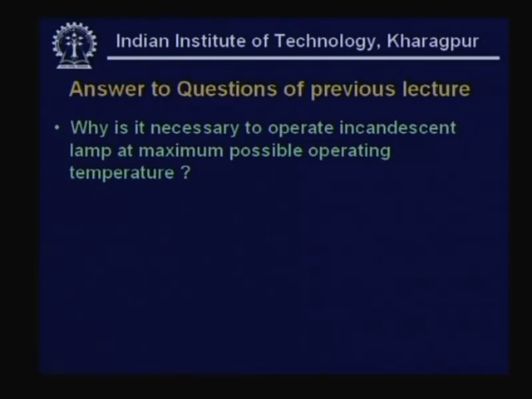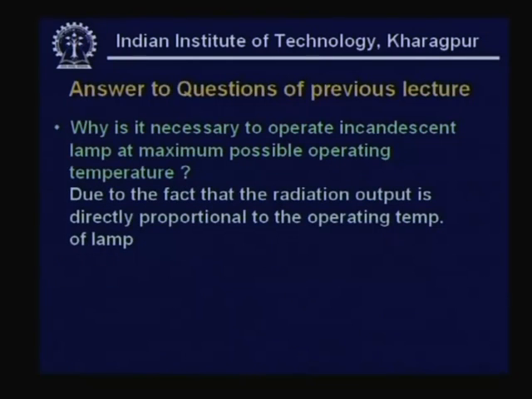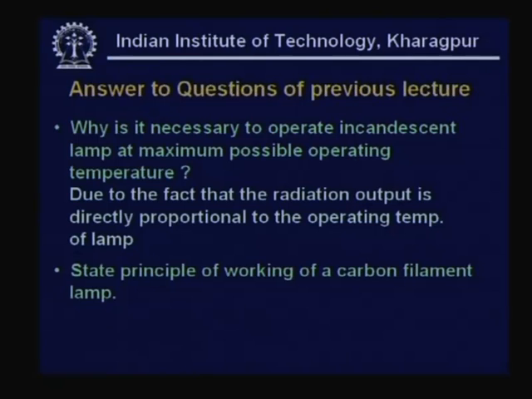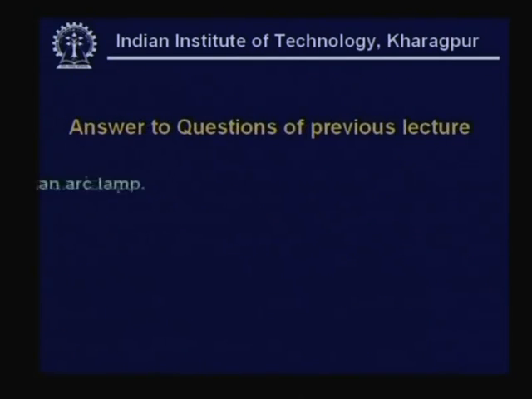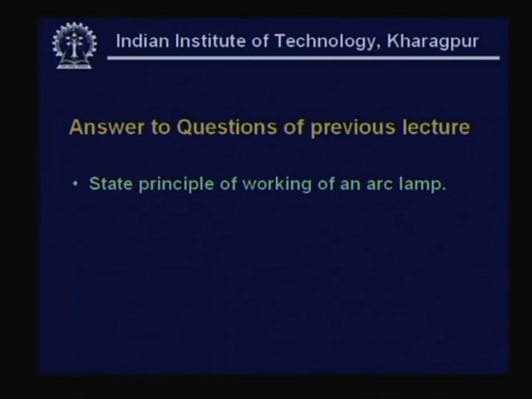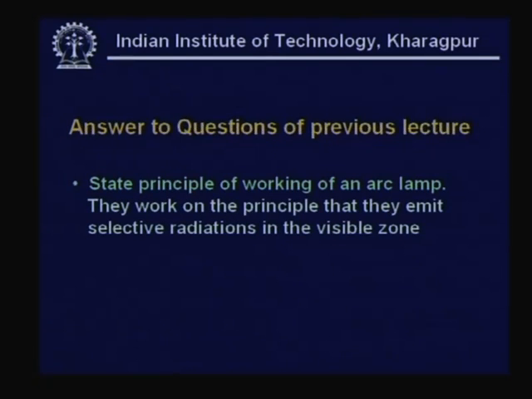Why is it necessary to operate an incandescent lamp at the maximum possible operating temperature? Due to the fact that the radiation output is directly proportional to the operating temperature of the lamp. This is the reason why, in fact, we saw this. And state the principle of working of a carbon filament lamp. The ratio of the visible energy to total energy is constant for all wavelengths. State the principle of working of an arc lamp. The arc lamp works on the principle that they emit selective radiations in the visible zone.